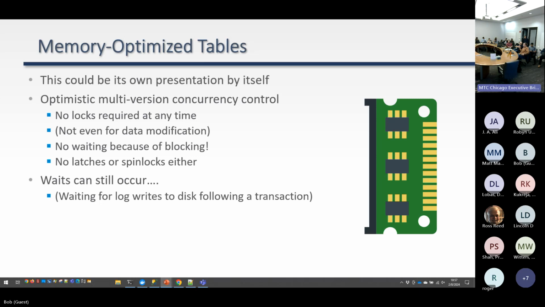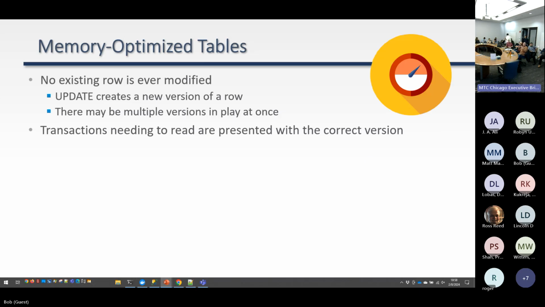There's no latches. There's no spin locks. Sometimes waits can occur because you're waiting on something like writing to disk, but there is no actual blocking that can occur within the data structures. That's because no existing row is ever modified. So anytime you do any kind of update operation, you create a new version of that row.